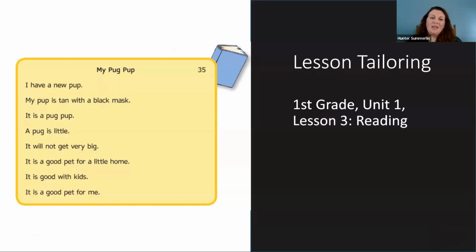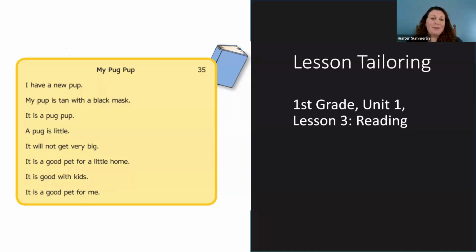This is an activity that comes directly from Building on Patterns, first grade, Unit 1, Lesson 3. And this was a reading activity. Here's a little story called My Pug Pup. And this is snipped directly from Building on Patterns. Okay, here is My Pug Pup. If I was going to read it here, well, I am going to read it. So I'll read it to you.